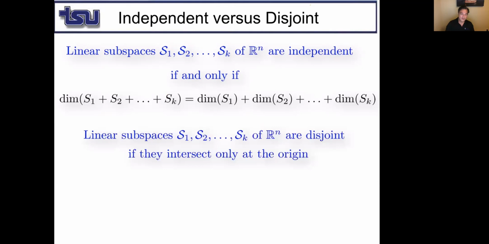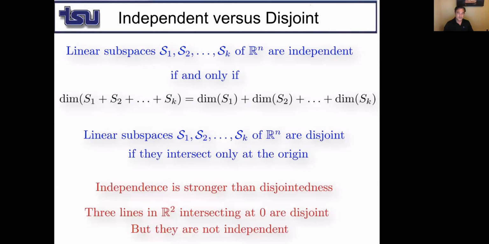Okay. And subspaces S1, S2, Sk are disjoint if they intersect only at the origin. So which one is stronger? Of course, independence is stronger. Independent subspaces are definitely disjoint. However, not all disjoint subspaces are independent, as we have seen in the example of lines.